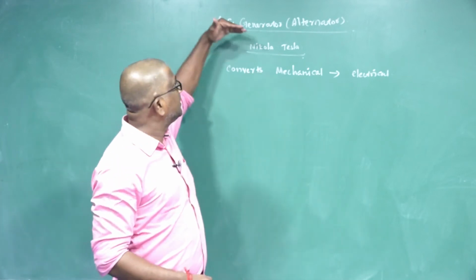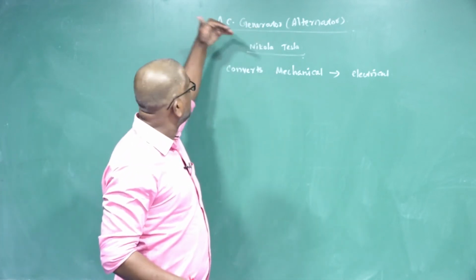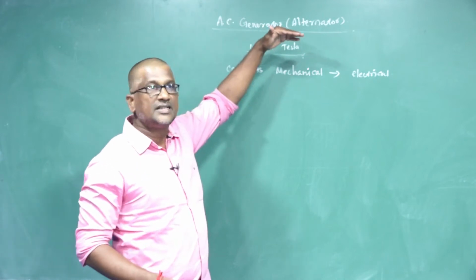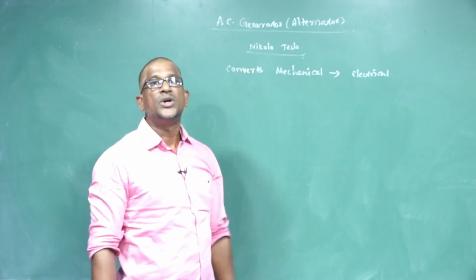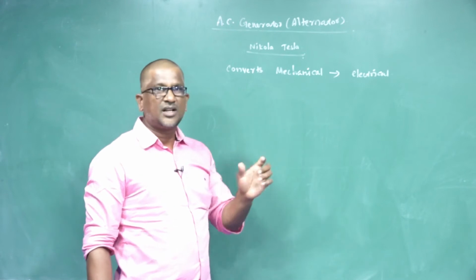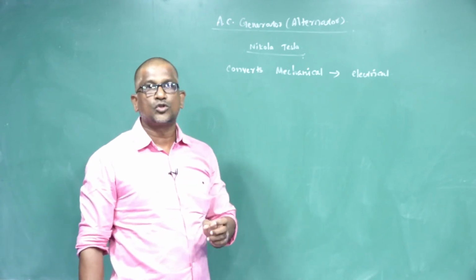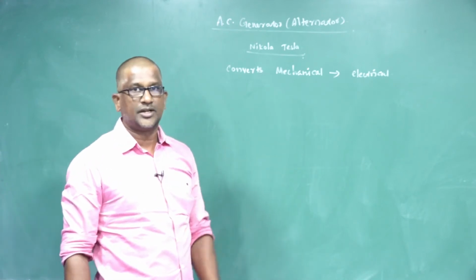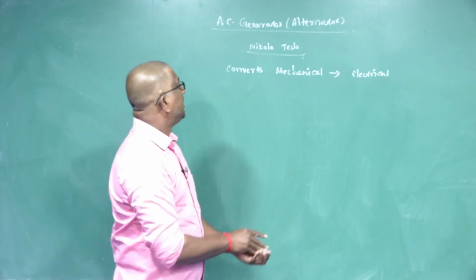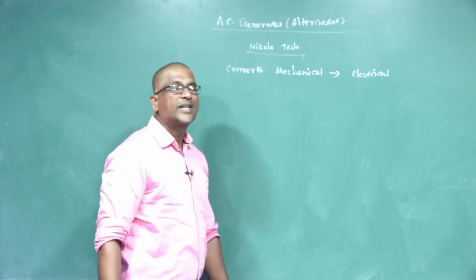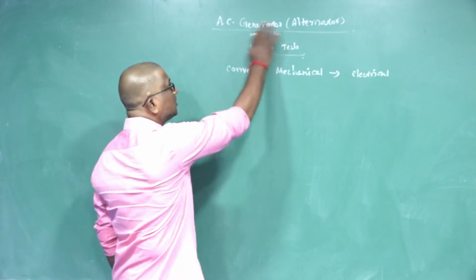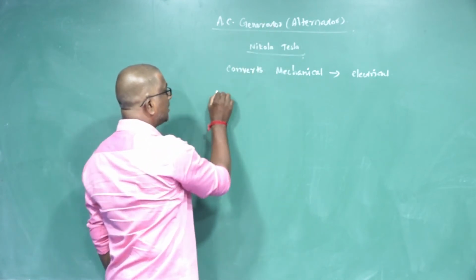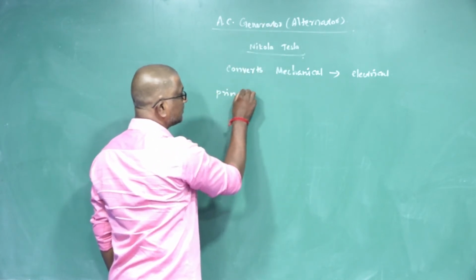All generators, both the AC generator and the DC generator, convert mechanical energy into electrical energy. The generator was first devised by a Yugoslav scientist, Nikola Tesla. So this is the introduction of a generator. Now we go for the principle.